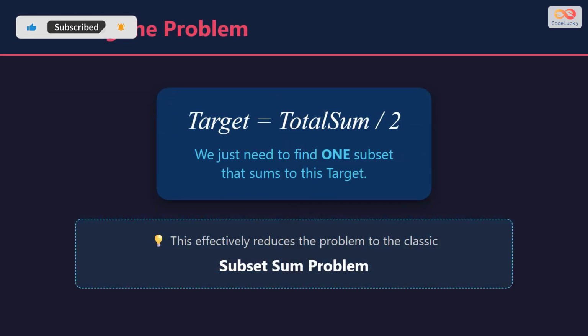So, the problem simplifies significantly. We don't need to find two subsets explicitly. We just need to find one subset whose sum equals the total sum divided by 2. If we find that, the remaining elements will automatically form the second subset with the same sum. This reduction transforms our problem into the classic subset sum problem.